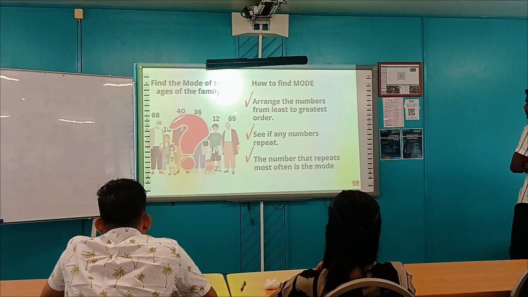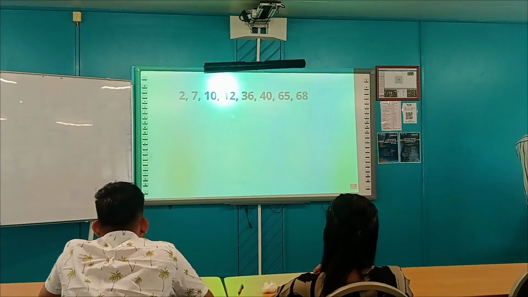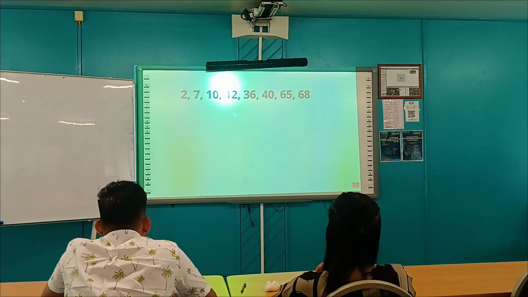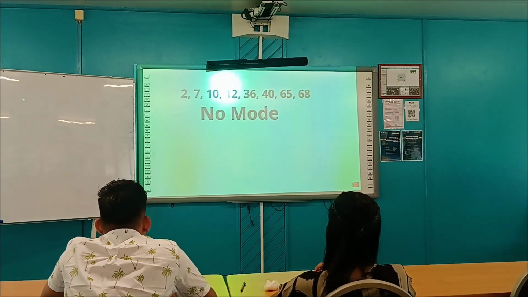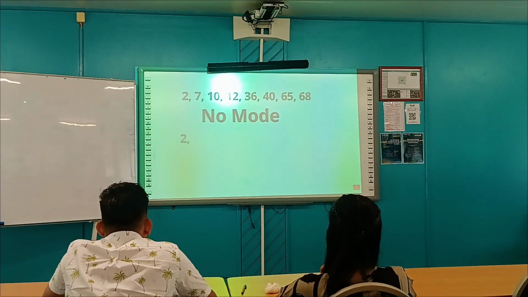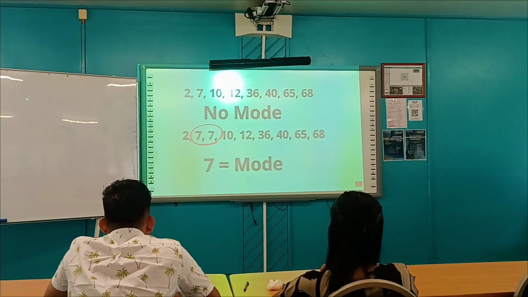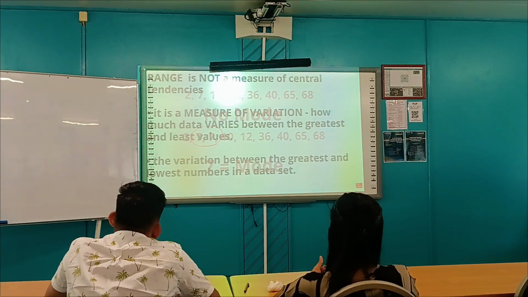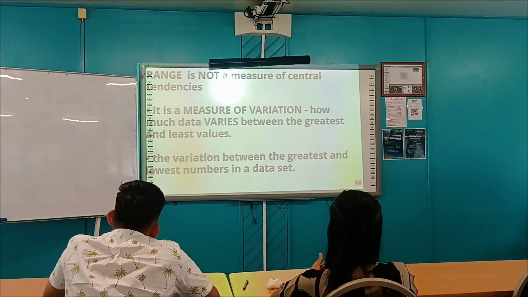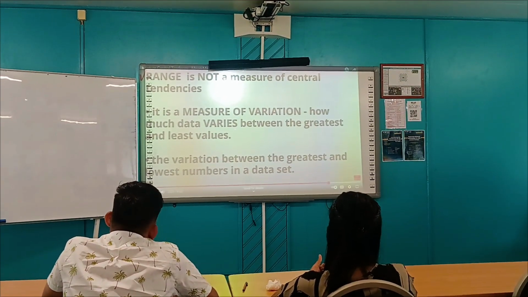Let's arrange from least to greatest. So there are no numbers that repeat, so we have no mode. If you had this, then 7 would be the mode. And finally, let's figure out the range of this data set. Range is not a measure of central tendency.